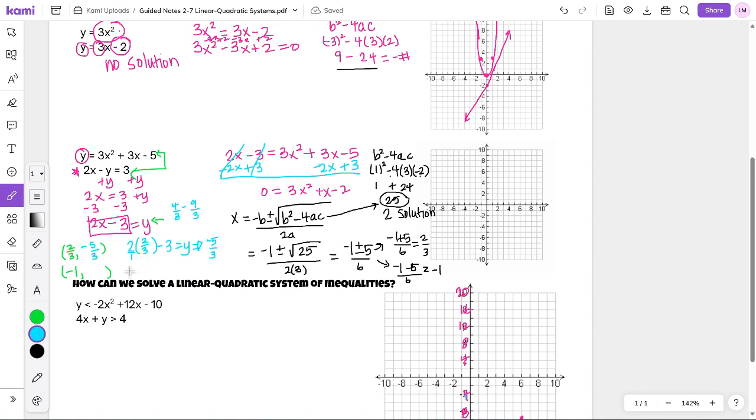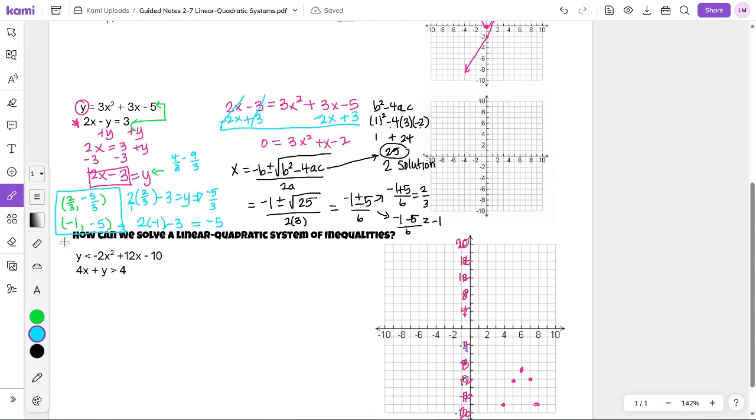And then for this second one, I'm going to plug in negative 1 for x and solve. So negative 1 times 2 is negative 2, minus 3 is negative 5. So when I graph this, those should be my 2 points of intersection.